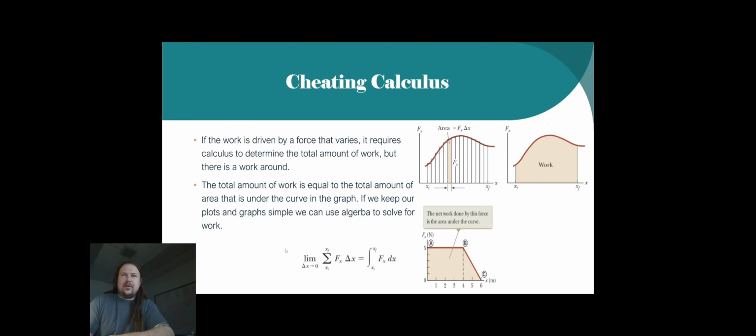So it's a little bit of a workaround of cheating calculus. This is the actual calculus version of it. You take the change in x to approach 0, so each of these gets smaller and smaller and smaller, and then you sum them all together and multiply those two things, the forces and the change in x. And of course what that looks like then is an integral.